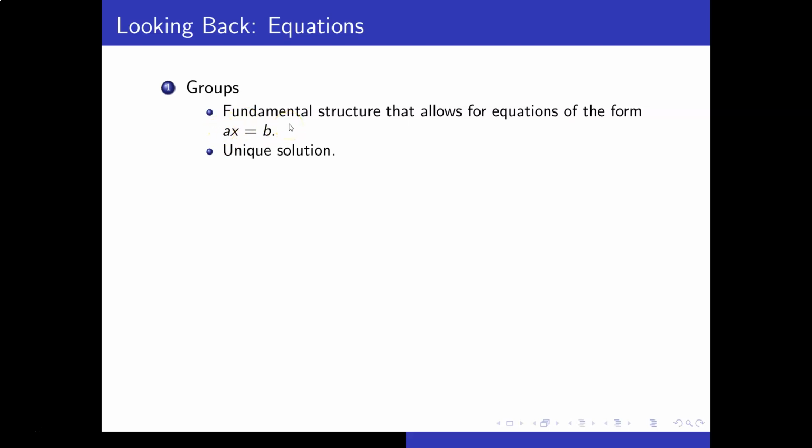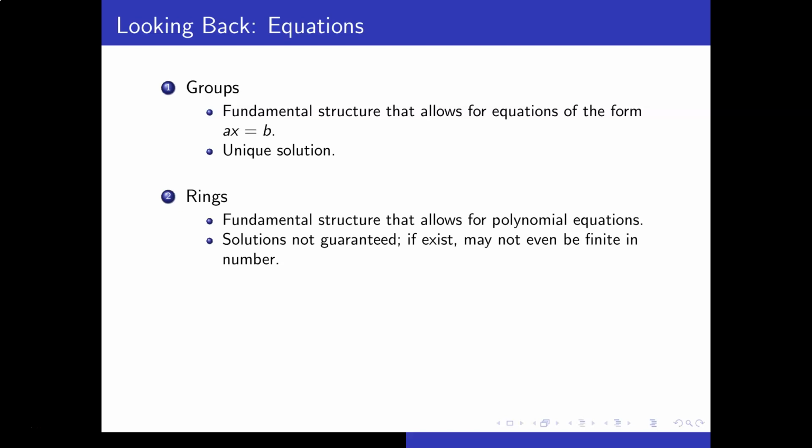And in fact, you can sort of go in the reverse. If you have a structure in which this equation and its left-hand version, xa equals b, is well-defined and has a unique solution, it turns out it has to be a group. All right. Now, on the other hand, groups only have one operation. You can only deal with that one thing. So you can either have a multiplicative equation or an additive equation. You can't mix the two.